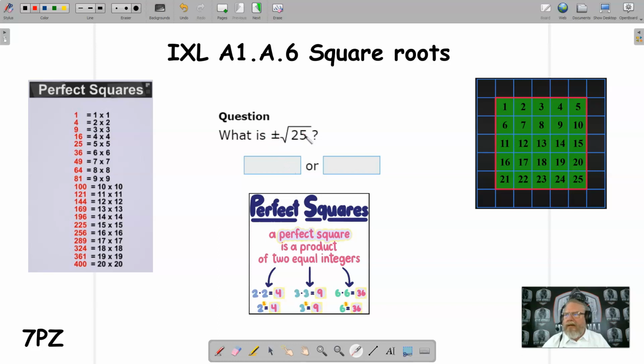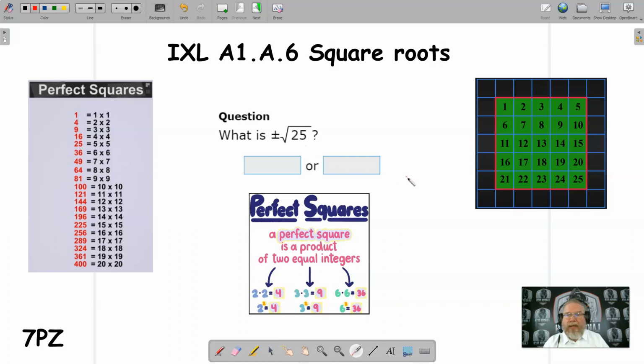So let's consider this square root of 25, this nifty little sign that we use here called the radical symbol, right? And underneath it is a number. That number is what we have to consider: what is the square root of that number? So let's first talk about the idea of square roots.